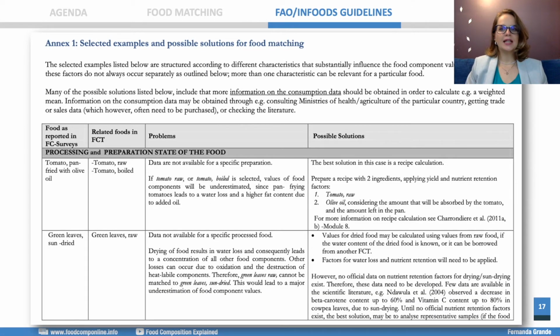In addition, the guidelines also bring in the final part an annex with some examples of challenges that we can face during the food matching along with possible solutions. So this section can also serve as a guide for our decisions during the food matching, and I really recommend that you check carefully this part also.